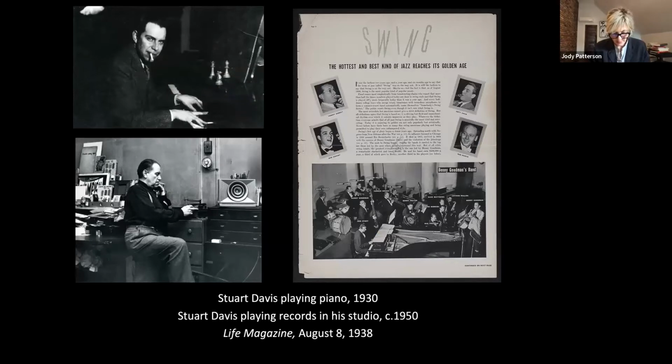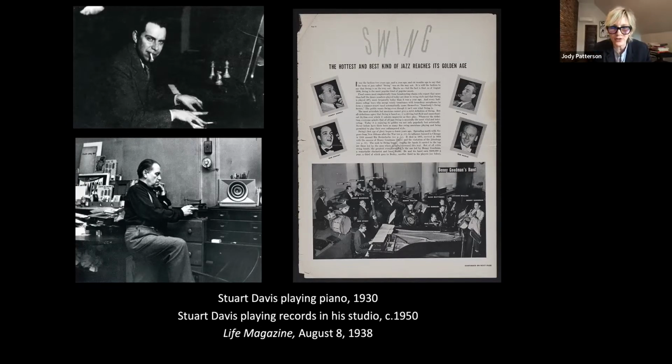It is well known that by the 1930s, Davis increasingly directed attention to the connections between his paintings and jazz music. He was especially interested in swing, a big band variant that Life magazine described in 1938 as the hottest and best kind of swing. And we see two photographs here, one from 1930 and then later in the 50s. Jazz, this interest, remained inspirational for Davis throughout his career.